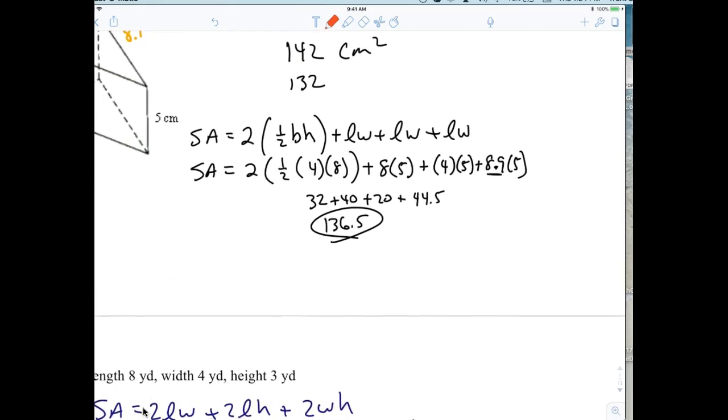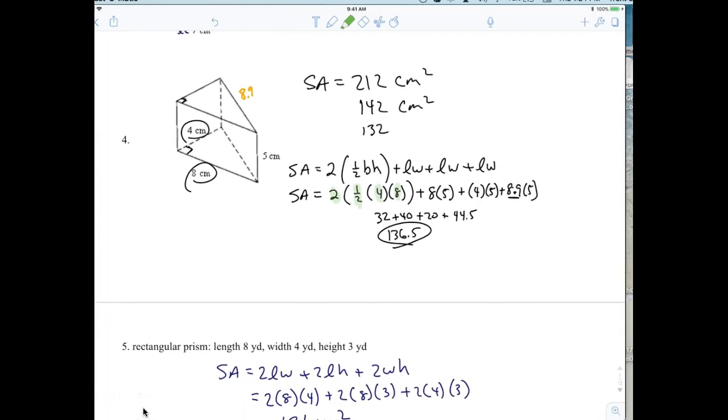Before you redo it, you need to make sure you understand. Does everybody understand that the 2 comes from the fact that there are 2 triangles on the top and the bottom? And so it's 1/2 times 4 times 8. Now, why is it 4 times 8? Because this and this represent the base and height of the triangle.